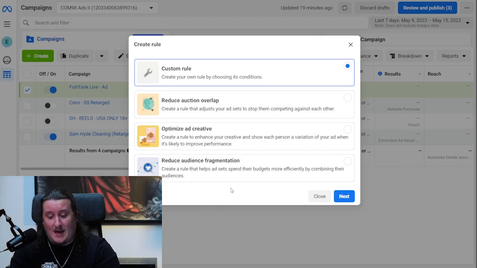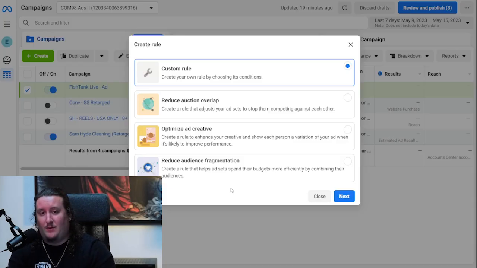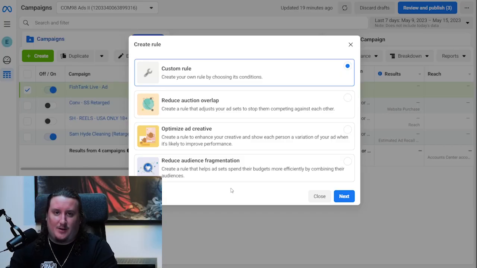Now, optimize ad creative. This is if you have multiple creatives. So you remember when I was talking to you guys about always having video, carousel, and a picture ad? This is a rule set that you're gonna wanna apply to those campaigns because it's gonna optimize the ones that are performing the most effectively for that customer or that audience base.